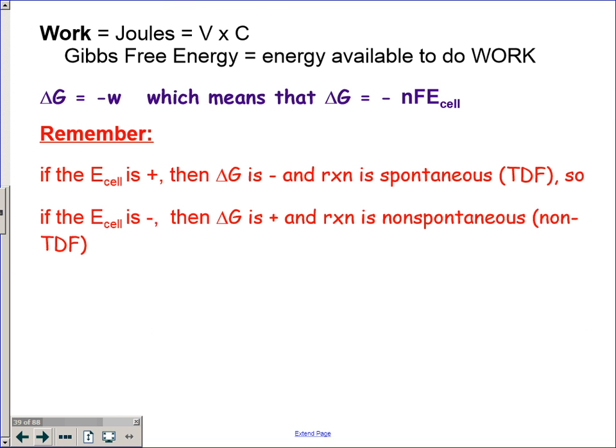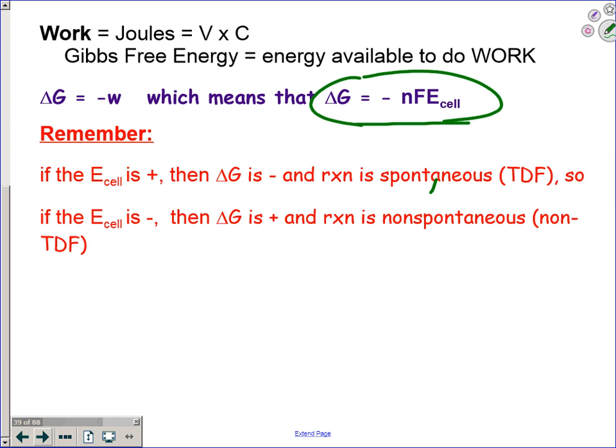If you have a positive E cell, what type of electrochemical cell is that? Galvanic or electrolytic? Galvanic, okay. If it's galvanic, delta G has to be negative. If you get a positive E cell, then you already know the delta G is negative because they have a relationship.